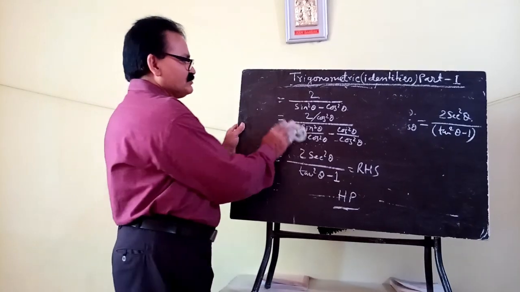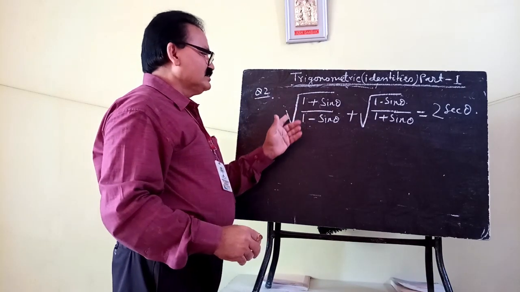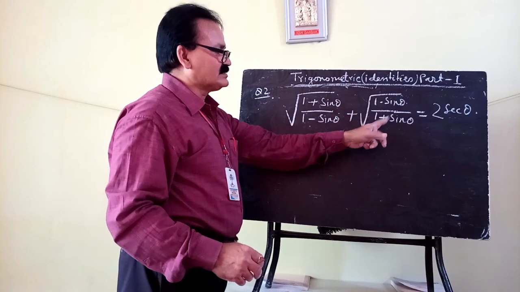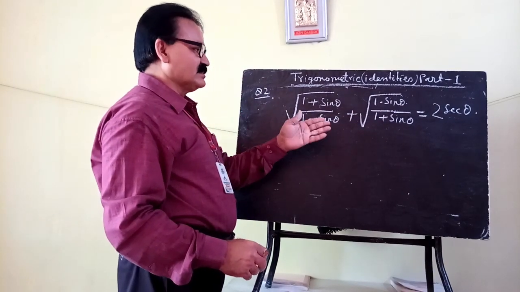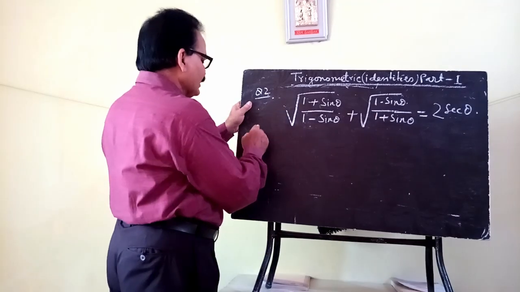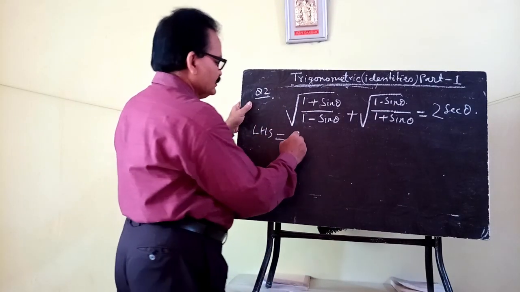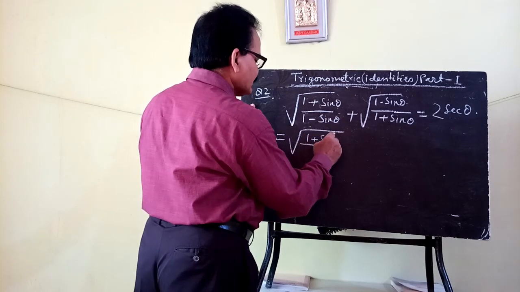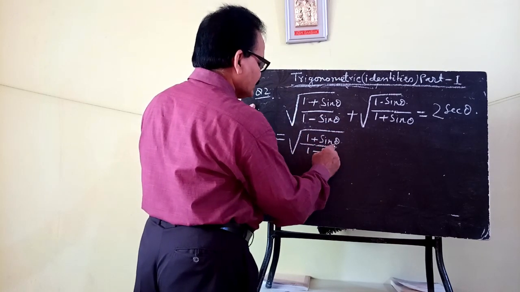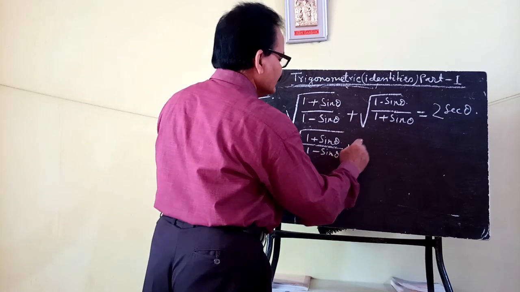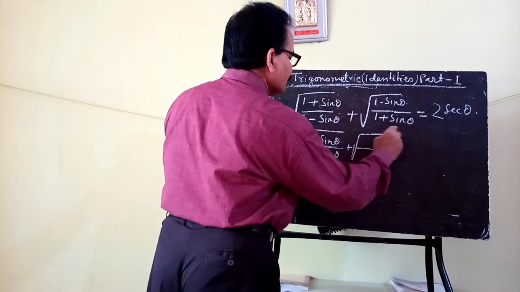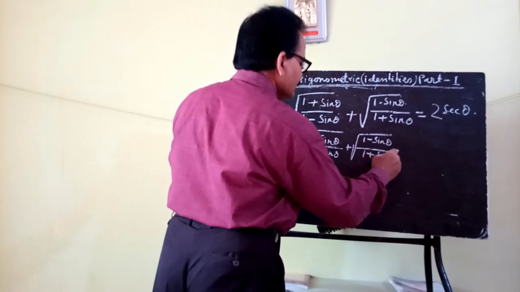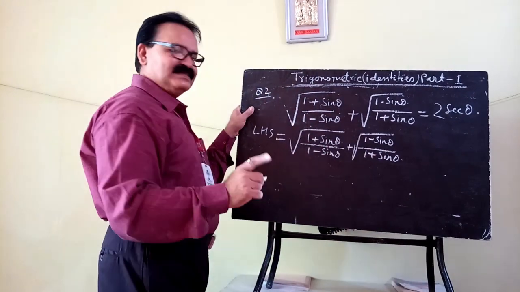For next question, I have to remove. You have to prove that square root of 1 plus sin theta by 1 minus sin theta plus square root of 1 minus sin theta by 1 plus sin theta. Okay. So you have to write first LHS. LHS you have to write in details. Square root of 1 plus sin theta by 1 minus sin theta plus square root of 1 minus sin theta by 1 plus sin theta. We have to write as it is.